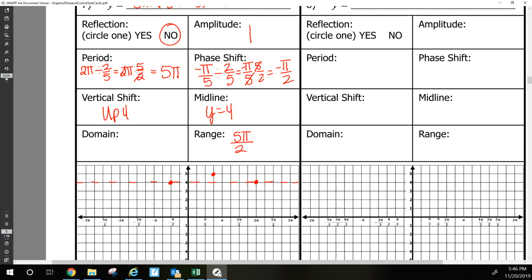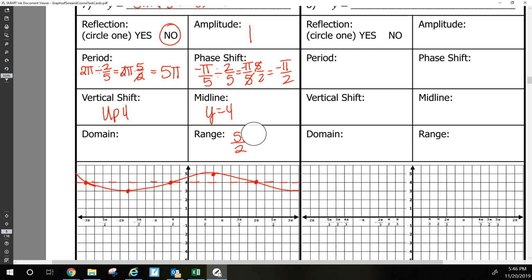Now, keeping that same logic, we can go backwards to find where we hit our minimum. So that should be at 1, 2, 3, 4, 5. We should be 1 below the midline. And then back the other direction, still 1, 2, 3, 4, 5. We should be back at our midline. And so you can see this is a sine curve, but it's very stretched out and looks something like that.